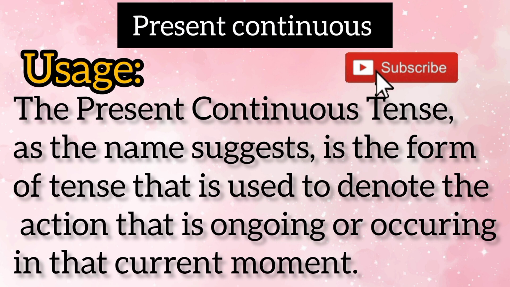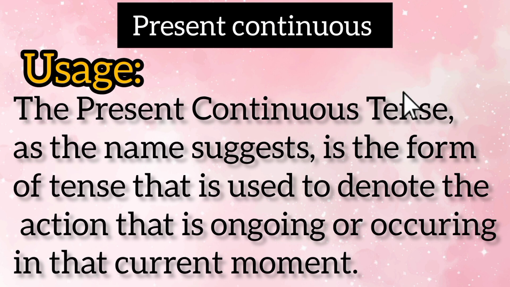Present continuous tense. The use of this tense, the present continuous tense, as the name suggests, is the form of tense that is used to denote the action that is ongoing or occurring in that current moment. In other words, the present continuous tense is used for a progress action in the present.